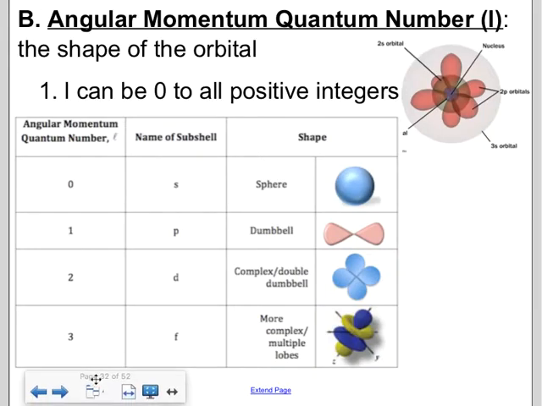Another quantum number is the angular momentum quantum number, which is abbreviated with that cursive l, which I cannot get to stay in my notebook presentations. It really looks like that. This tells you the shape of the orbital. Is it going to be a sphere shape, a dumbbell shape? It can be 0 to n minus 1.